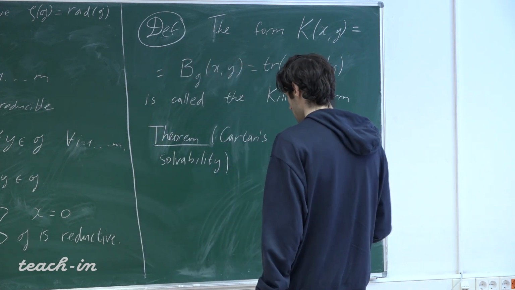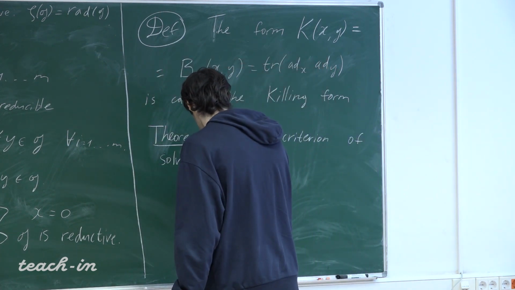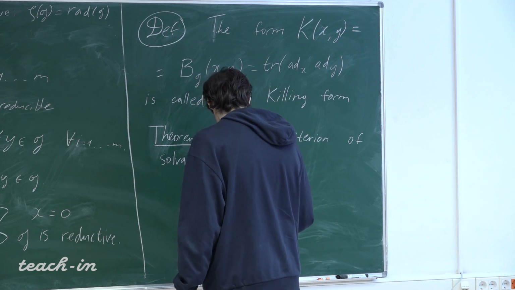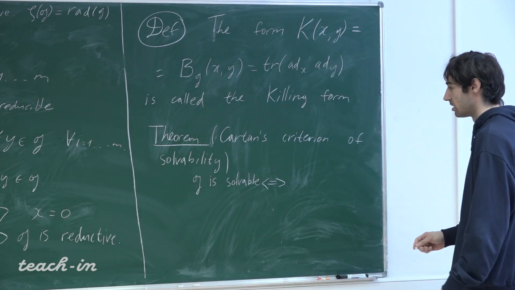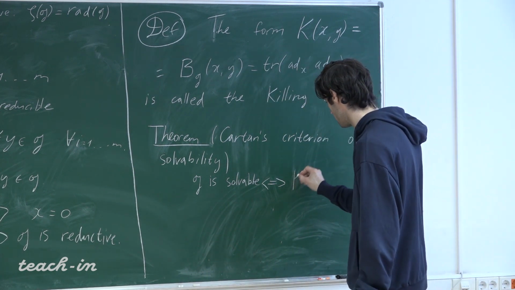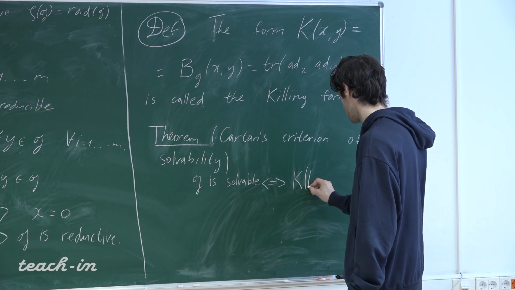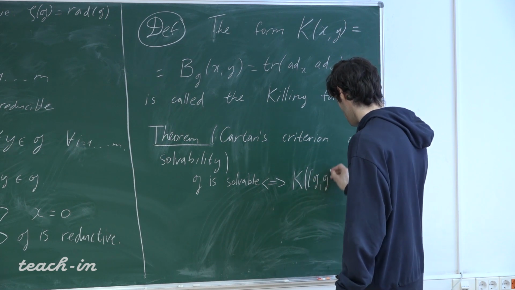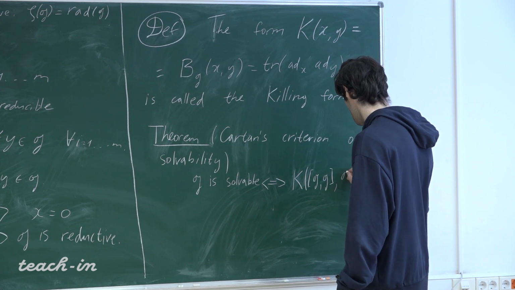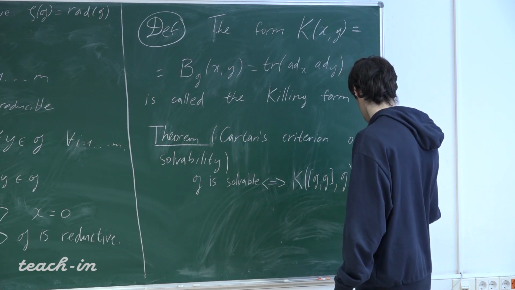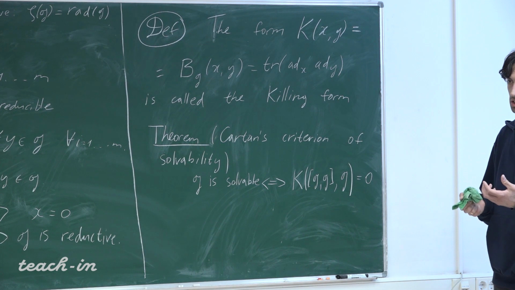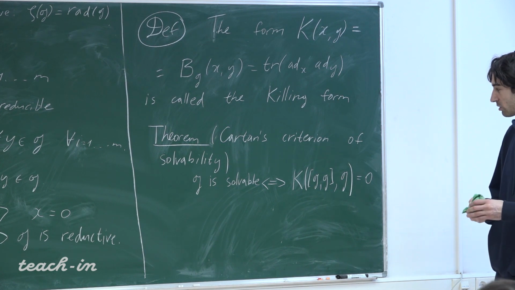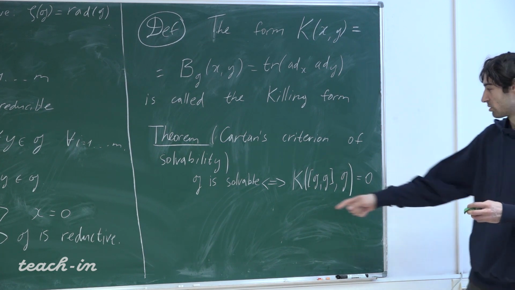And it goes like this. So G is solvable if and only if the Killing form of this, so the commutant of G with G, is 0. If the commutant of G lives in the orthogonal complement, it lives in the kernel of the Killing form.